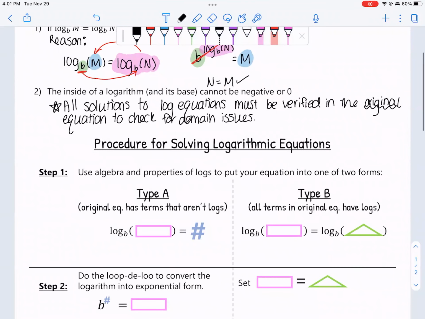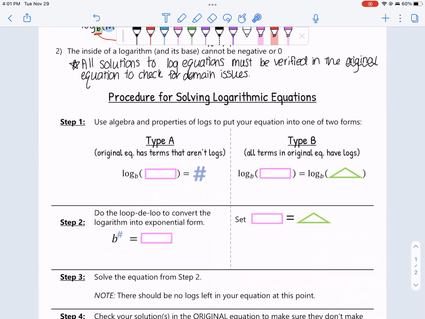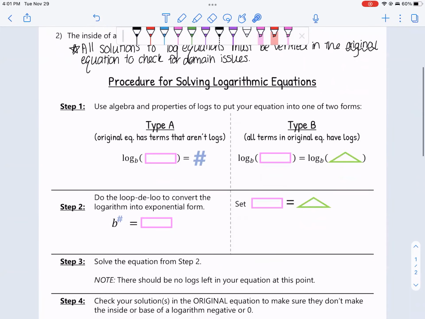All right. In general, there's going to be two different types of log problems. With a single logarithm, if there's only one log in our equation, which is what this video is supposed to be about, that's going to be what I call a type A logarithmic equation. It reduces itself down to something like this. You have a log on one side and a number on the other side. In which case, you do the loop-de-loo. You rewrite it as an exponential, you solve that equation. Then you check your answers.